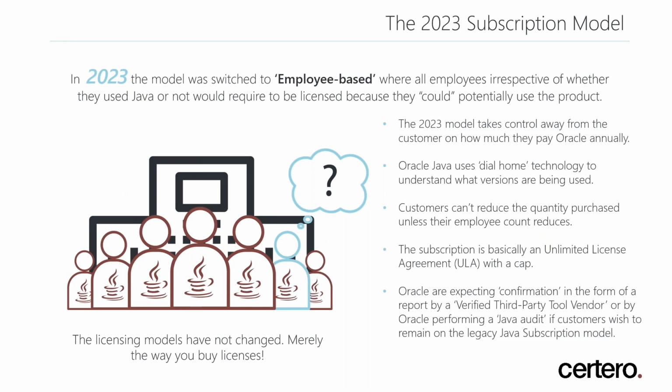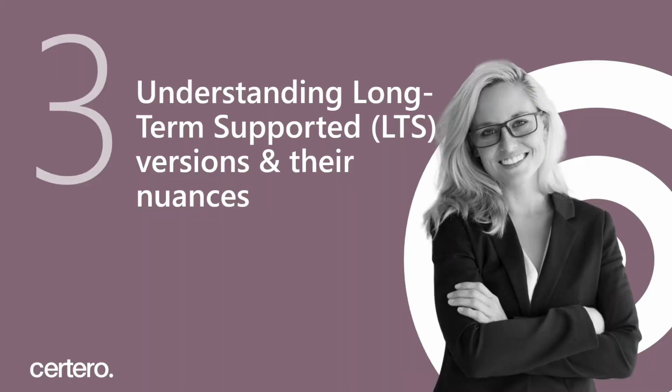And as I said earlier, if you are expecting to try and stay on the old subscription model, then Oracle are expecting confirmation, and verified third-party tool vendors, of which there are 8, and Certero is one of them, can perform the audit in order to give you that information to be able to prove to Oracle why the numbers we've submitted are correct. And we find that Oracle don't normally go against the information being given by one of the verified third parties. So as you can see here, how you pay has changed, but the licensing models themselves have not changed, just merely the way you buy the licenses.